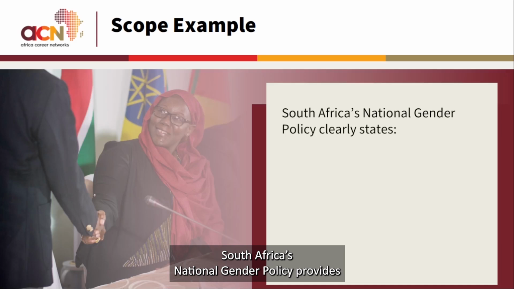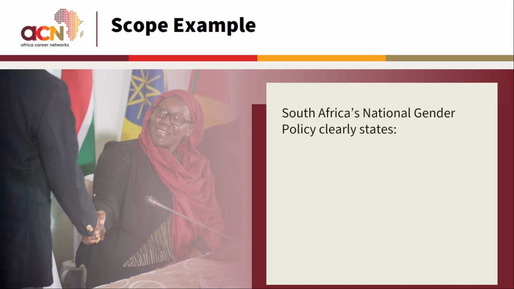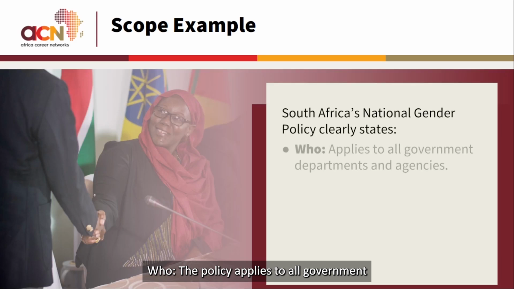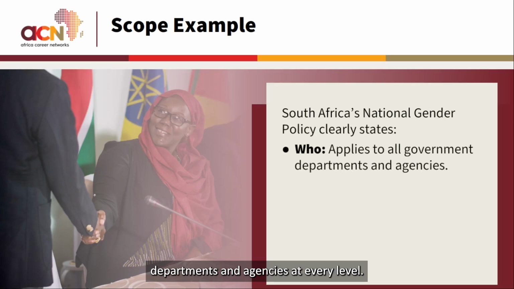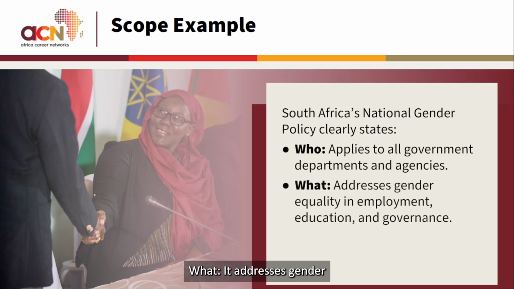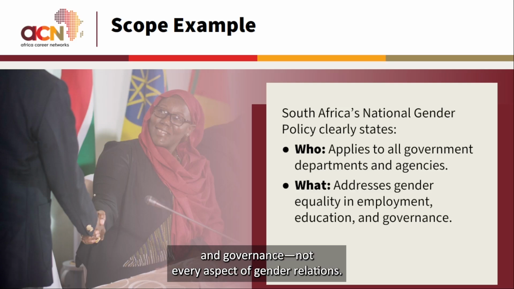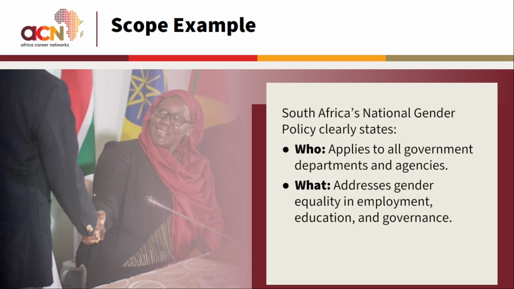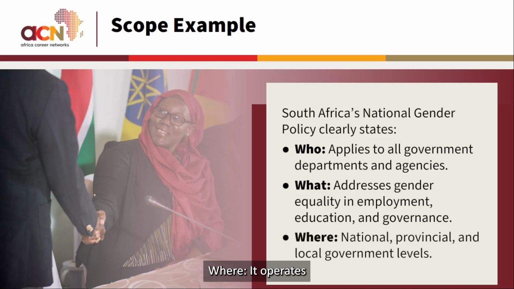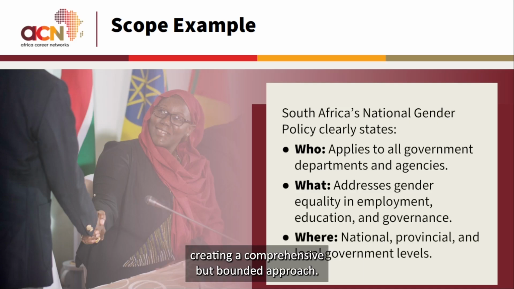South Africa's national gender policy provides an excellent example of clear scope definition. Who? The policy applies to all government departments and agencies at every level. What? It addresses gender equality, specifically in employment, education, and governance, not every aspect of gender relations. Where? It operates at national, provincial, and local government levels, creating a comprehensive but bounded approach.